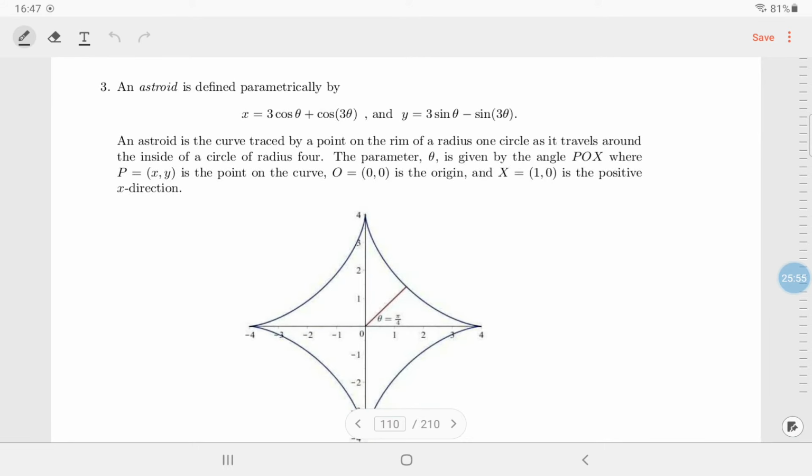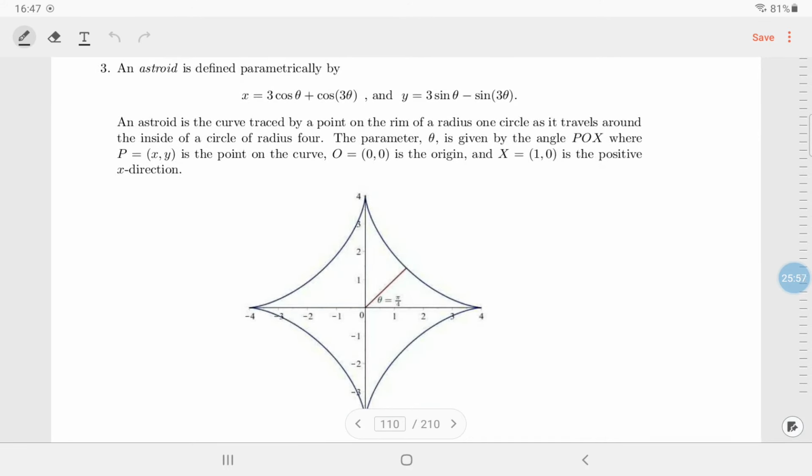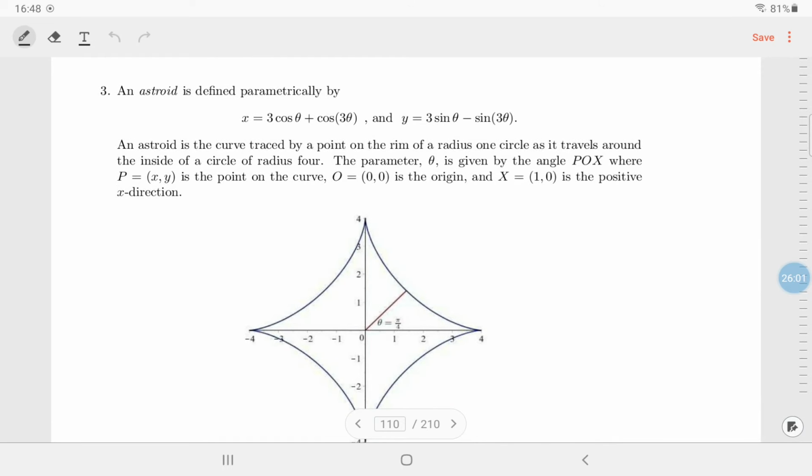Okay, so an asteroid, that's this shape here, is defined parametrically by these. Now, don't be afraid by the theta. Here we just have theta instead of t. It's basically the same thing otherwise. An asteroid is the curve traced by a point on the rim of, yeah, you can imagine about what that is.